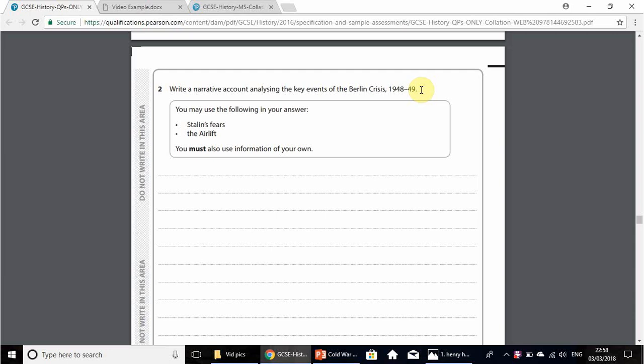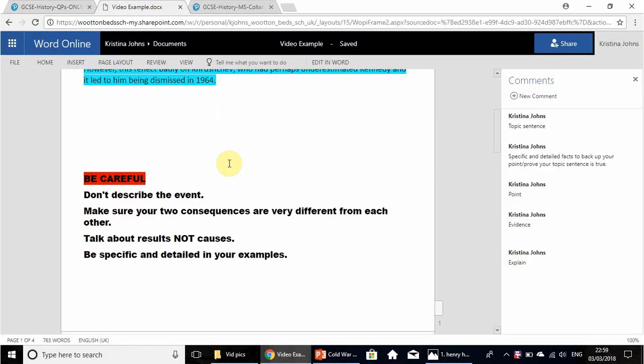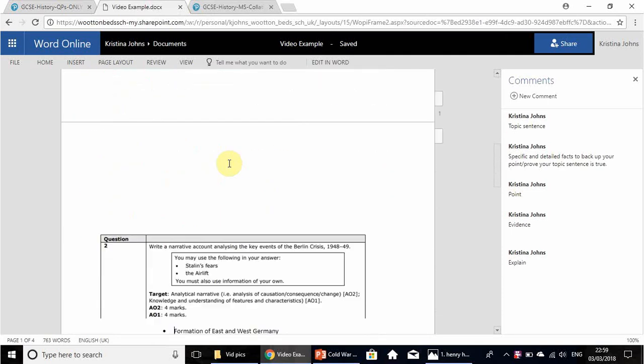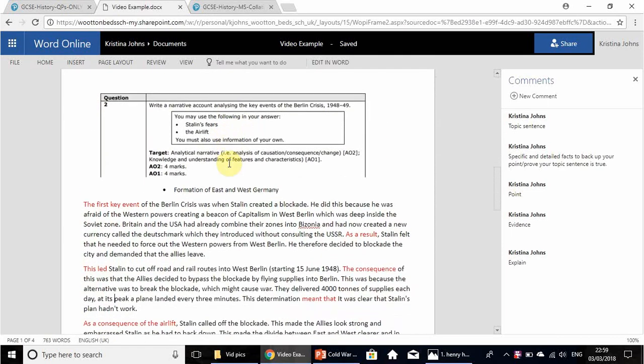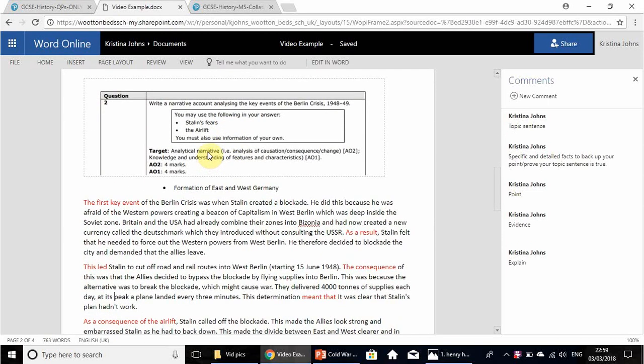You're going to make sure that you are linking together the different causes and consequences throughout, because you're trying to show that not only do you actually understand what happened during the event, but if we have a little look at the mark scheme, you're also showing that you understand the causation, consequences and changes that take place. And what that means is you can show how the different parts of the event link together.